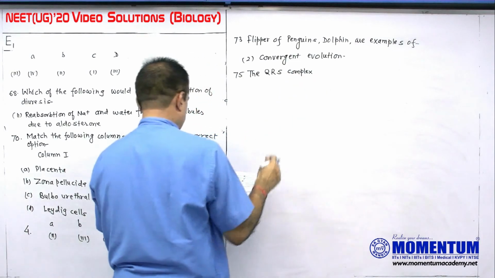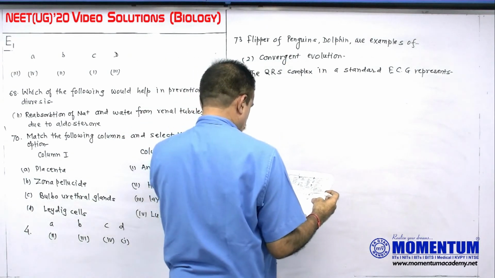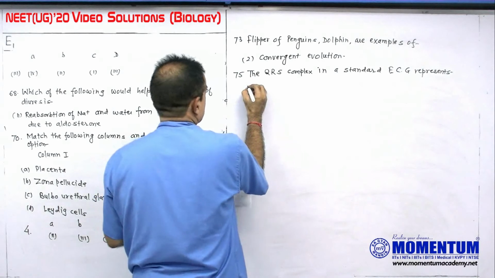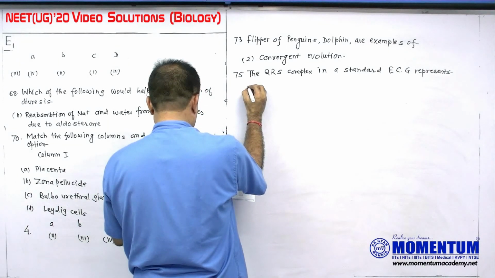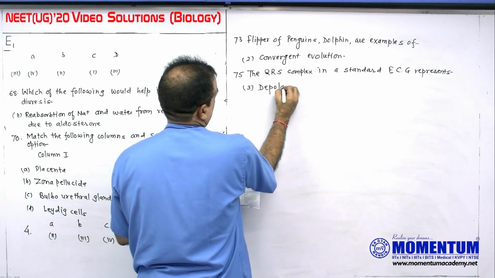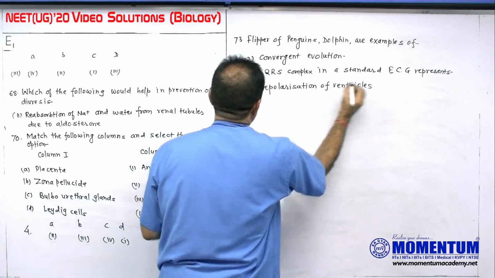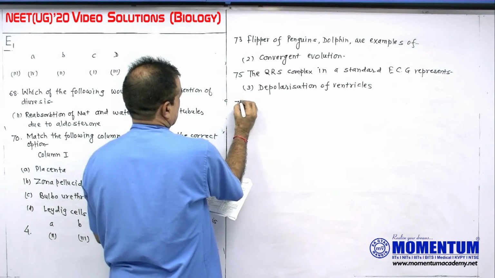Question number 75. The QRS complex in a standard ECG represents depolarization of ventricles. Third option, depolarization of ventricles.